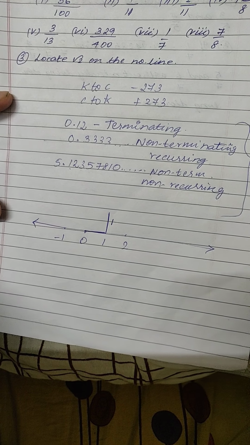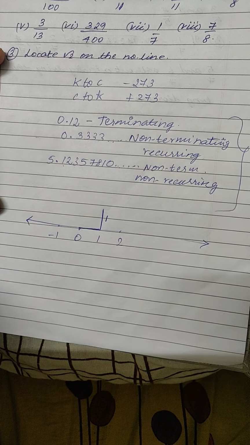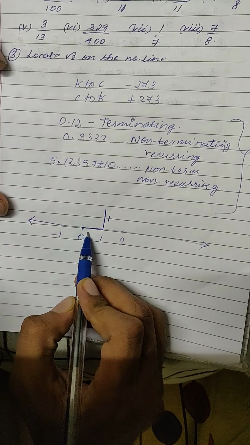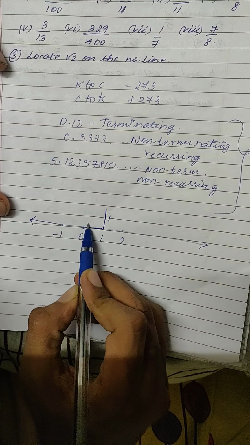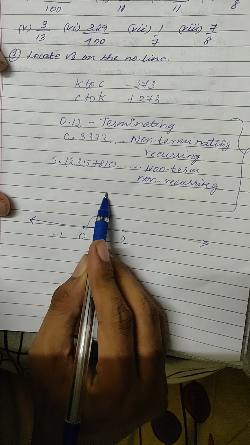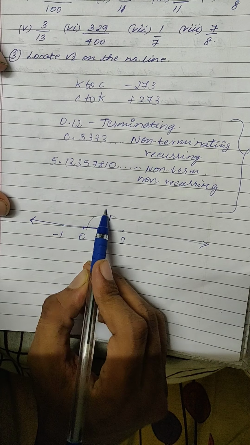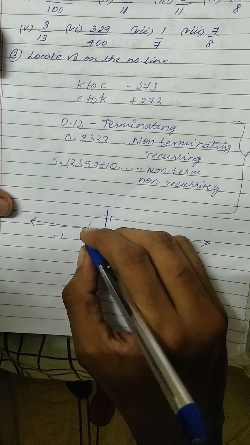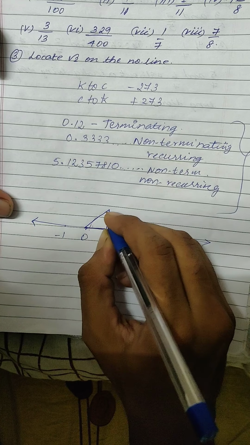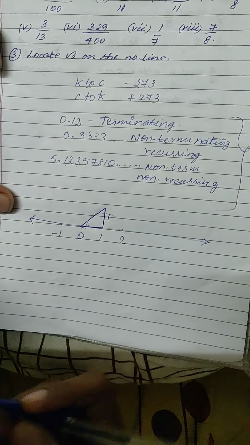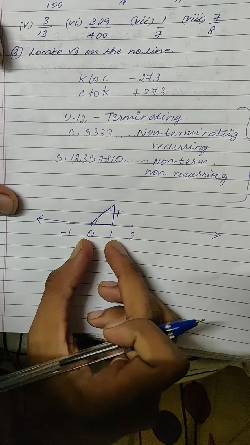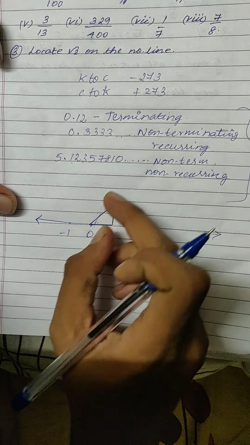You take 90 degrees using a protractor. The protractor has to be kept like this, and then you mark a point and take 1 centimeter. Then you have to join 0 and 1. So I repeat, you have to take the base as 1 centimeter, and the height should also be 1 centimeter.